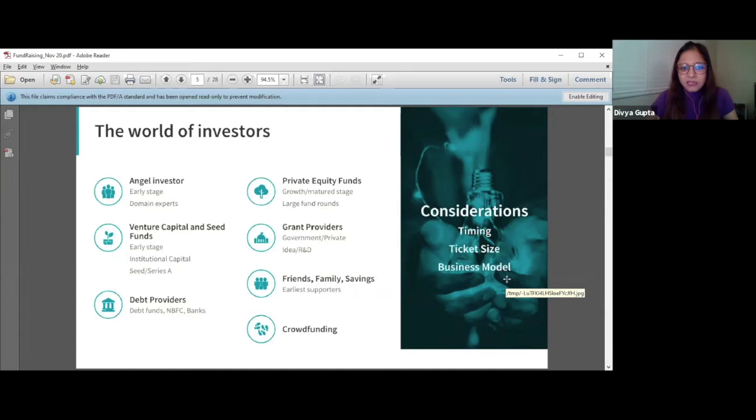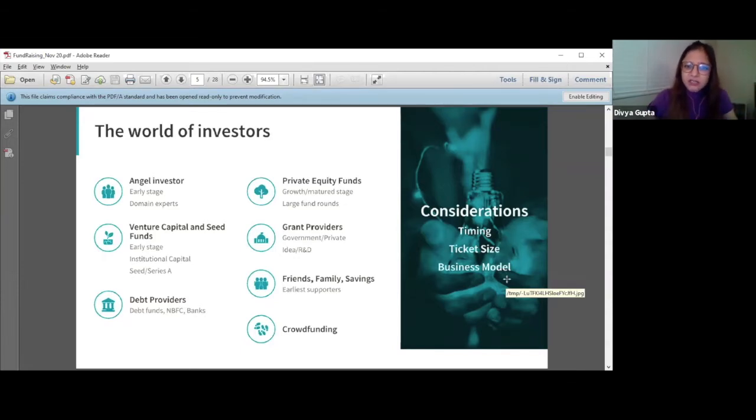Next is obviously debt providers. Now debt, as you all know, are extremely, extremely low risk guys. If your business is profitable, small, has sustainable growth and consistent growth, then probably it's good to go for debt providers. Then there are larger equity funds. They look for mature companies. For them, profitability is of extreme importance. So it comes into play only when you've reached a certain stage in your maturity level.